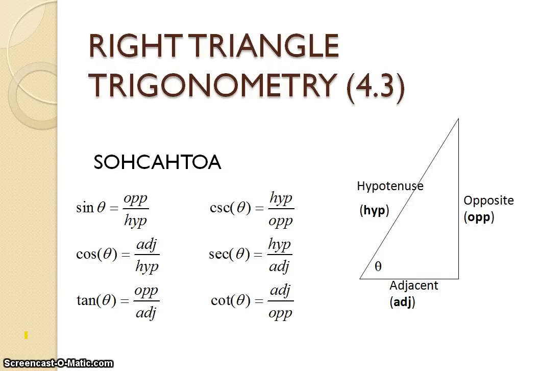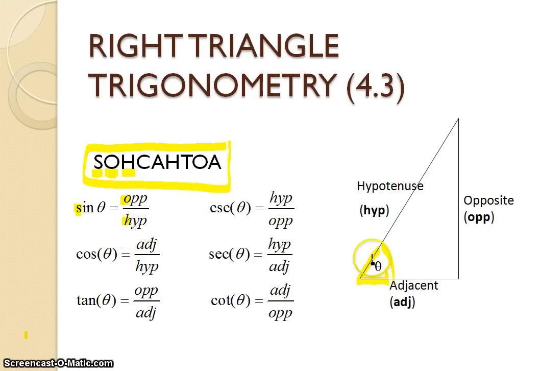Okay class, today we are going to be talking about right triangle trigonometry, and we're going to be learning about something called SOHCAHTOA. Okay, so SOHCAHTOA, the S is for sine, the O is for the opposite side of your angle, and H is for your hypotenuse. So for example, if you have your angle here, which is called theta, and you want to find sine of theta, you look at the opposite side and the hypotenuse, and you take the ratio.